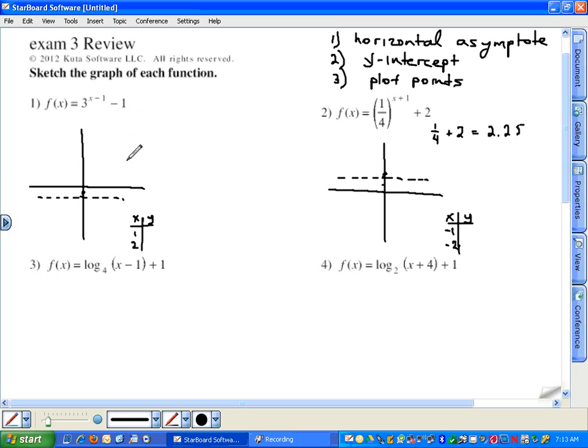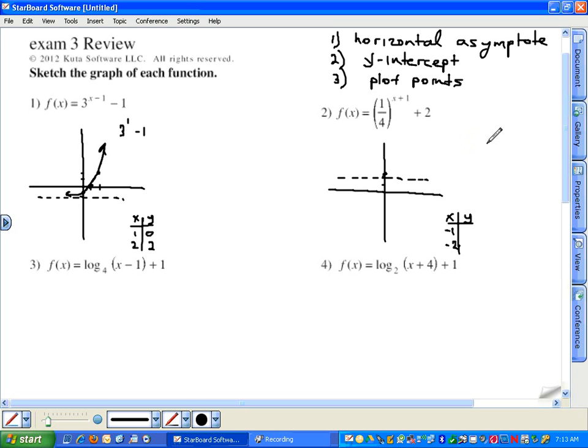Okay, so back to here. If x equals 1, 1 minus 1 is 0. 3 to the 0 minus 1 is 0. So 1, 0 is on the graph. If I let x equal 2, 2 minus 1 is 1. So we have 3 to the 1 minus 1, which is 2. So the graph looks something like that.